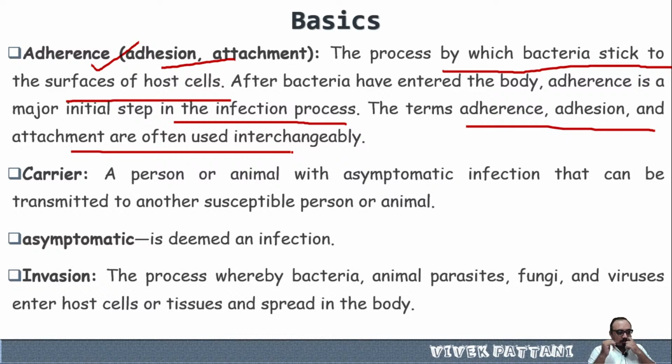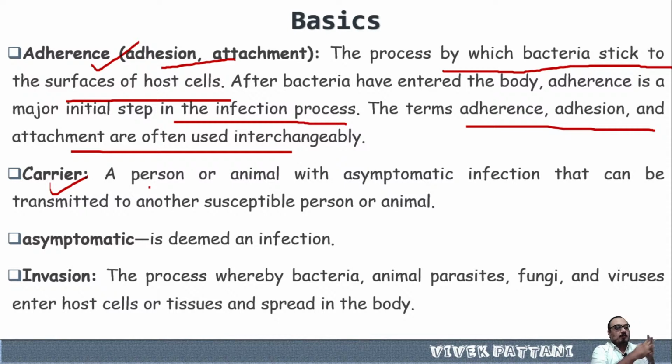Now the second term is carriers. I'm going to discuss carriers in the next lecture in more detail. Right now I'm just going to finish with the definition of a carrier: a person or animal with an asymptomatic infection who can transmit it to another susceptible person or animal.